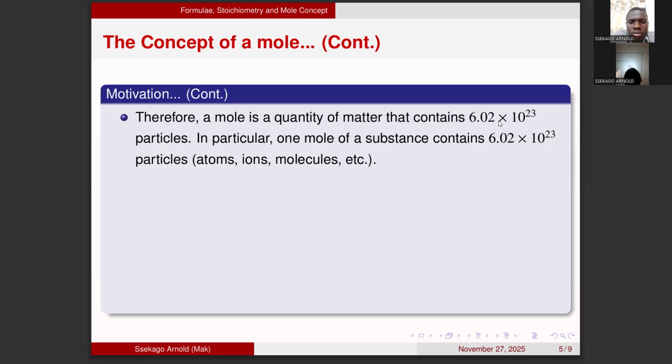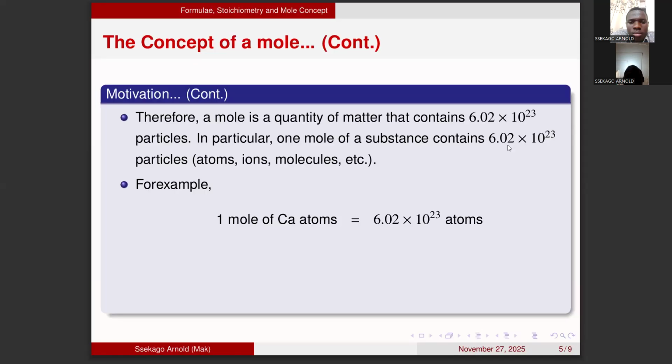When we are discussing a mole, you can relate it to a dozen. By a dozen we simply mean 12 items. Now for a mole, we simply mean 6.02 times 10 power 23 particles. This is a very big number. Hope you agree with me that this is a very big counting number. So it is a standard number known as the Avogadro's constant.